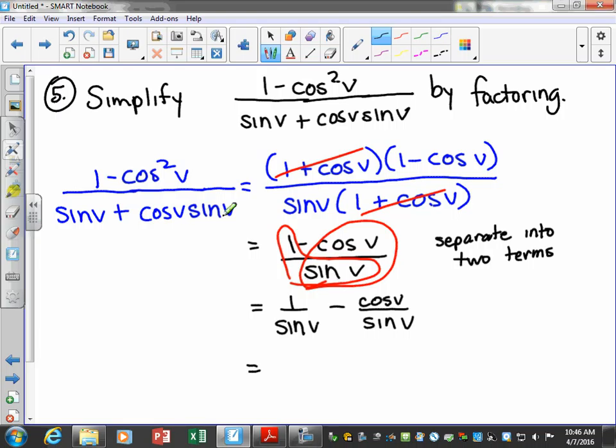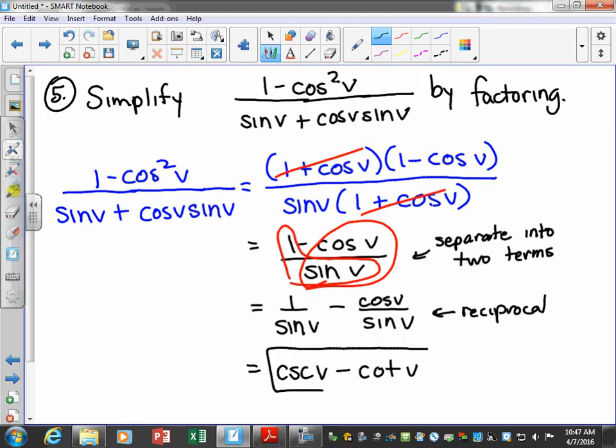Now using our reciprocal identities, what's the reciprocal of 1 over the sine? Cosecant of v, good, so that's using reciprocal identities here. And what's cosine of v over sine of v? Cotangent of v. And so this is as simplified as we can go.